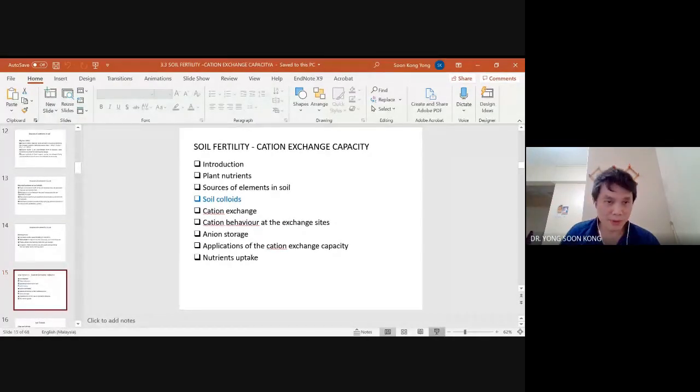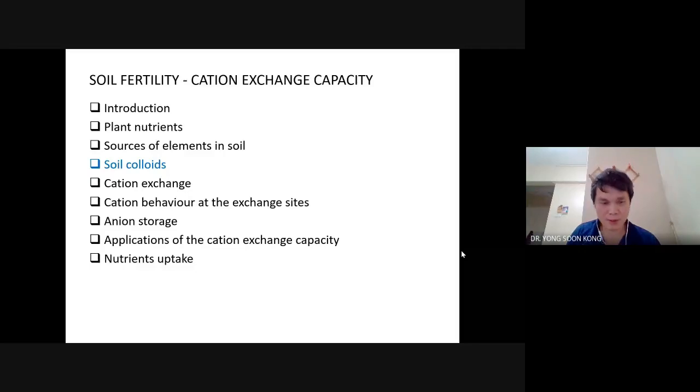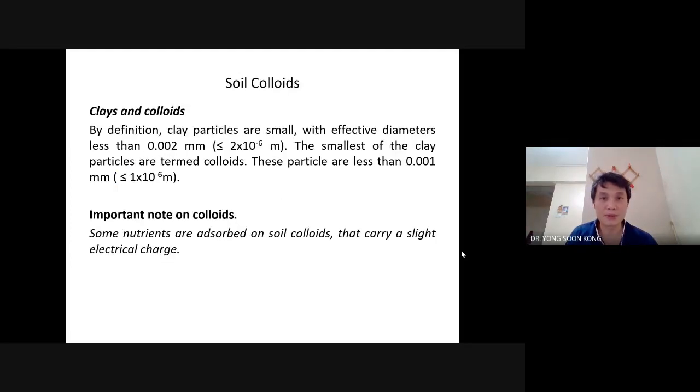Okay, now after this, I'm going to talk about soil colloid. This is where we start learning a lot about chemistry. The structure of clay and also soil. So this is the real chemistry of soil. Now, soil colloid, as I told you just now, is a suspension of clay. How small is clay? I think you still remember the size, 0.002 mm or 2 micron.